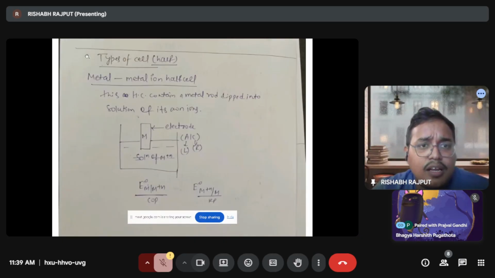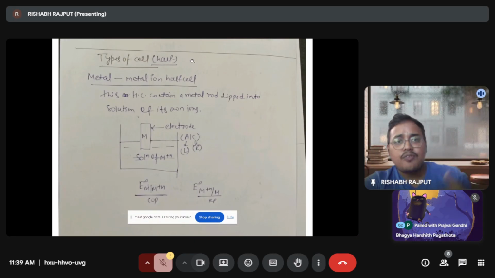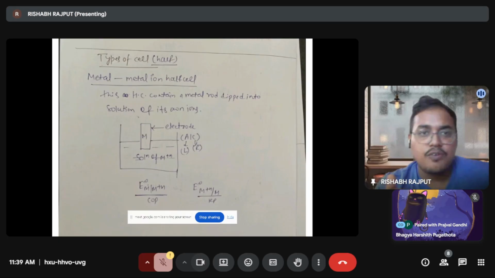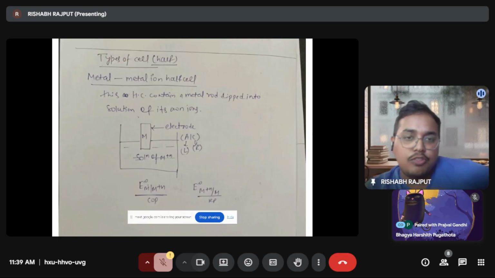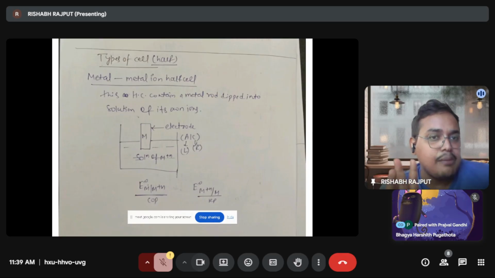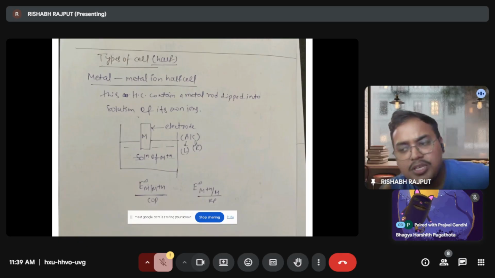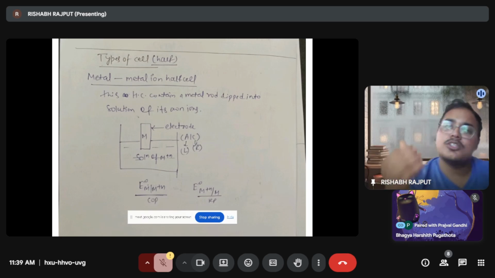Okay, guys. Now we will see types of half cell. I am telling you once again, types of half cells are many. But in your chemistry, in electrochemistry, 90 to 95% of the time we use the metal ion half cell. The remaining 5 to 8% we use other cells. So other cells are a theoretical concept.